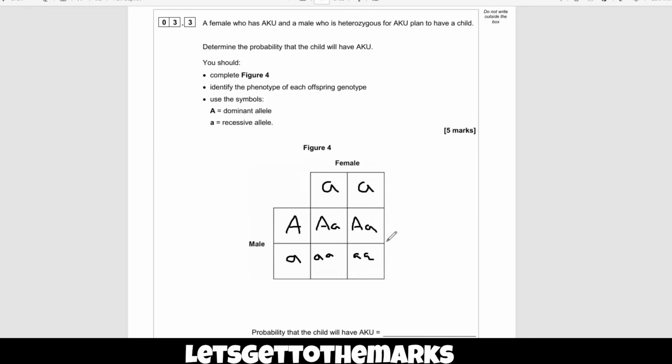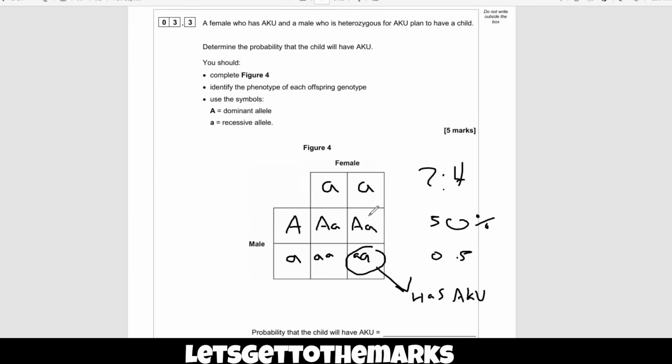Now you're going to be tempted here to say, oh, it's 50%. And you'd be right. It is 50% because these ones have the disease. But when you say it's 50%, or 0.5, or 2 in 4, we need to tell the examiner which two are the ones with the disease. Because the examiner might think that you think big A, little a is the person with the disease. So that extra mark is for you identifying this person has AKU.